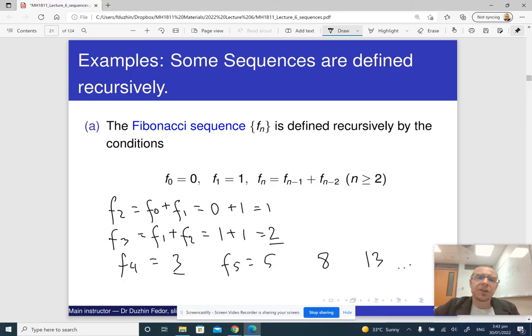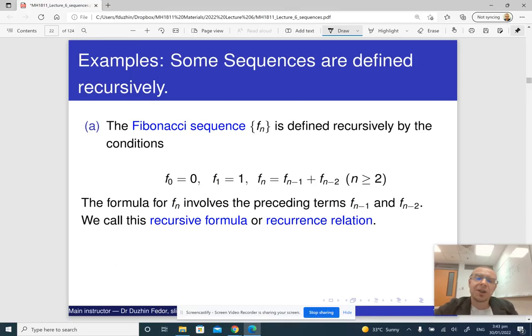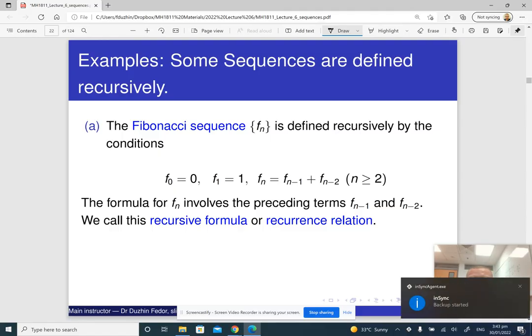Right? So this is the definition for the Fibonacci sequence. And generally speaking, if we have a sequence that is defined like this, it is called a recursive formula or a recurrence relation.